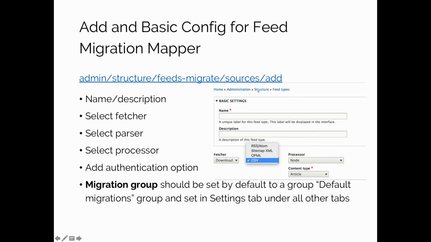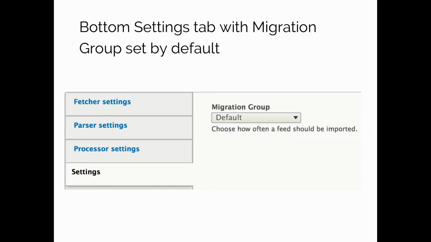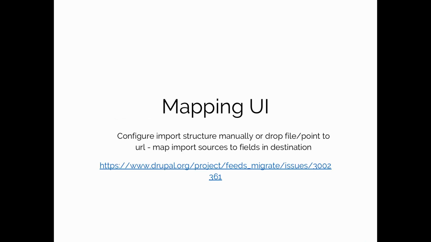Then we have added, and I'll demo it hopefully today, the configuration screen where you can pick your fetcher, parser, and processor. And we're hoping that we will be able to add an authentication option, because it's another very important tool that is missing in the Feeds UI right now. So this is the next screen that needs to be built. This screen is not built yet. We're looking for people who might be interested in building these screens. This screen actually works. This does not work.